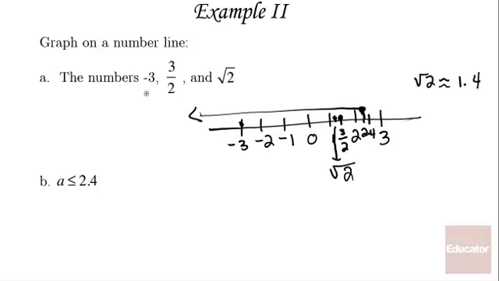So graphing two things, just a discrete set of three numbers, -3, 3/2, and the square root of 2, and also graphing an inequality where A is less than or equal to 2.4. Solid dot, and then going on indefinitely to all the numbers with smaller values.